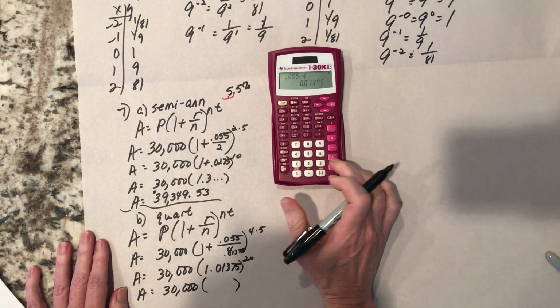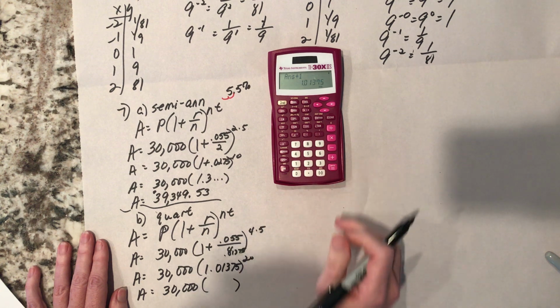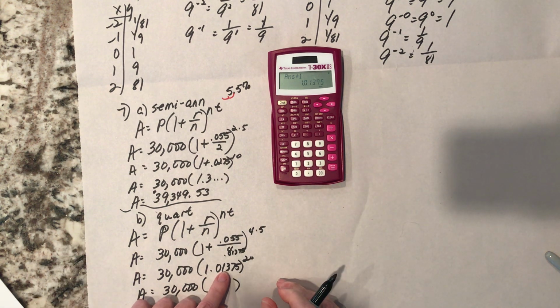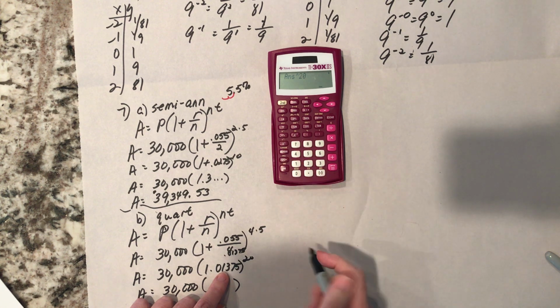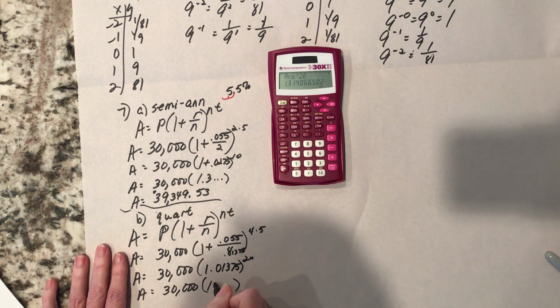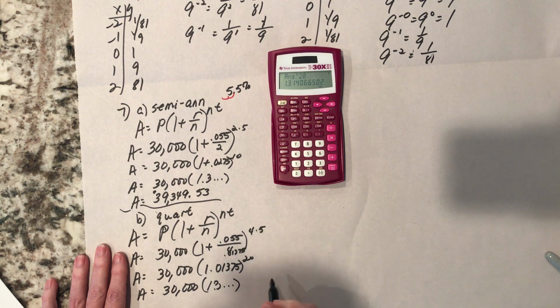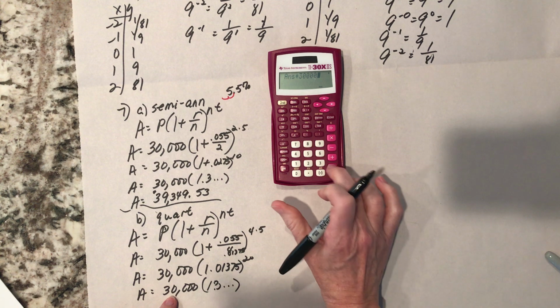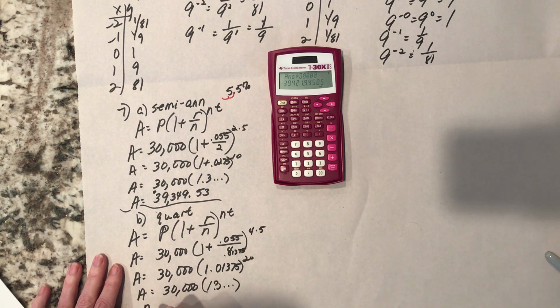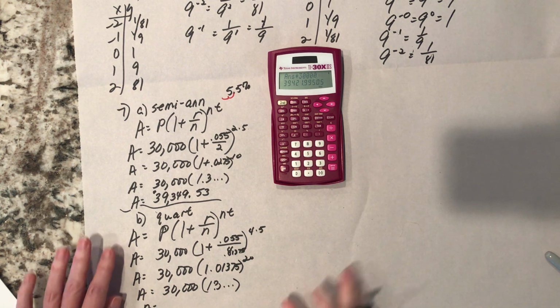And let's see, I can add 1 to that. There we go. And I've got this in my parentheses. I'm going to raise that to the 20th. I'm getting 1.3, that stuff. Now multiply it times 30,000. I know there are different ways of doing it. As long as you're getting this final answer, you're good.